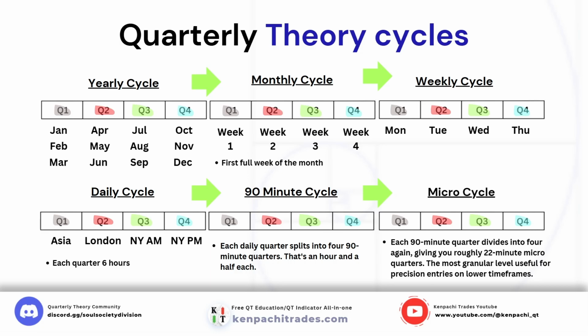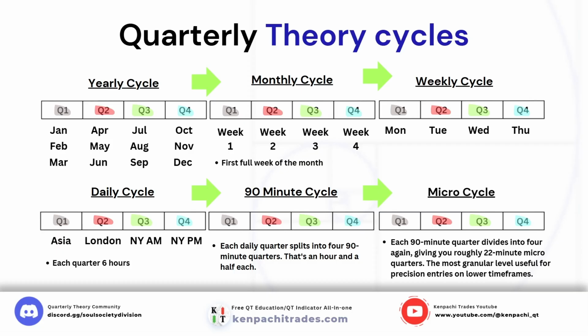The next cycle is the monthly cycle, where each month splits into 4 weeks. Week 1 is Q1, week 2 is Q2, week 3 is Q3, week 4 is Q4. Important to understand that in a monthly cycle, Q1 starts from the first full week of the month.